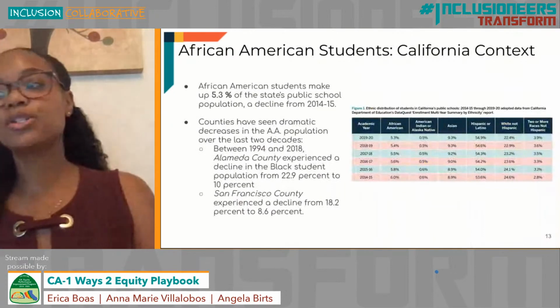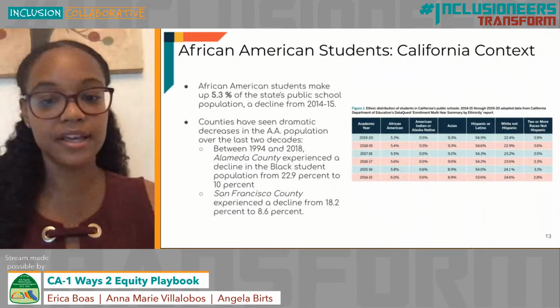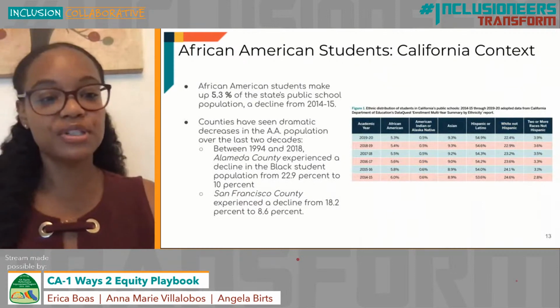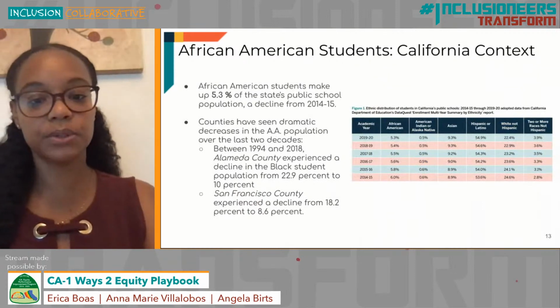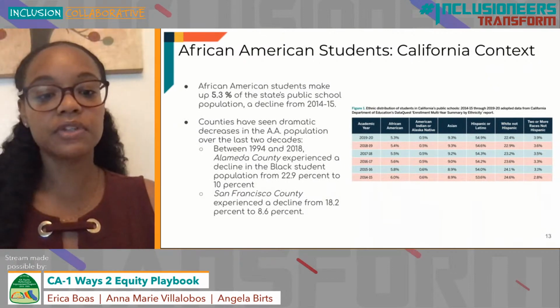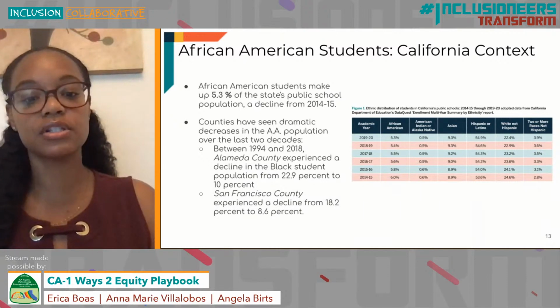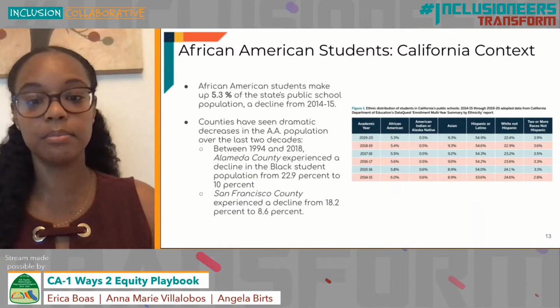The African American student population in California is on a steady decline. African American students, as of today, make up 5.3% of the school-age population. If you look at the chart to the right, the data there reflects the declining percentages of African American students in public schools.